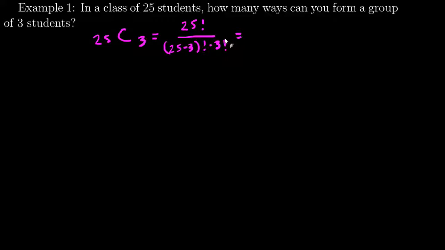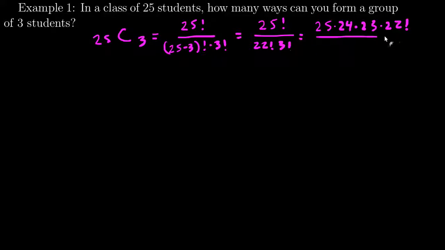I'm just going to do a little bit of work here because perhaps you're in a class where you can't use the calculator. I see that this 22 is bigger down here, so I can cancel out the 22 with a lot of the stuff here. 25 is 3 bigger than 22, so at the top I have a 25 times 24 times 23, and that's going to be times 22 factorial. Don't even need to write that once you get good at this. Over 22 factorial times 3 factorial.